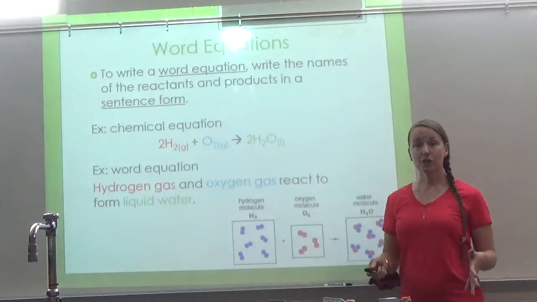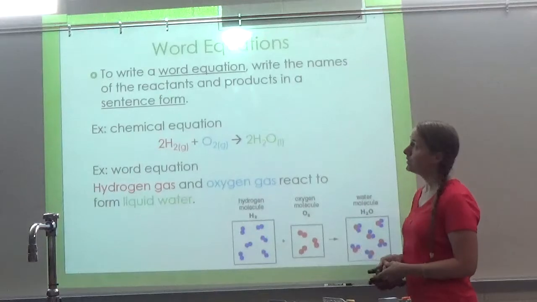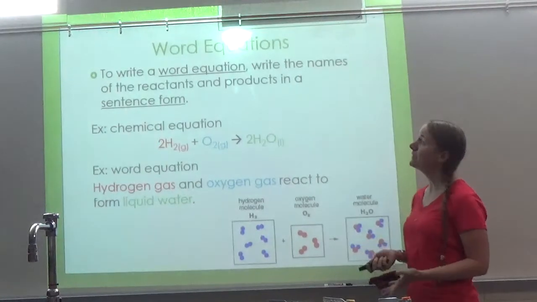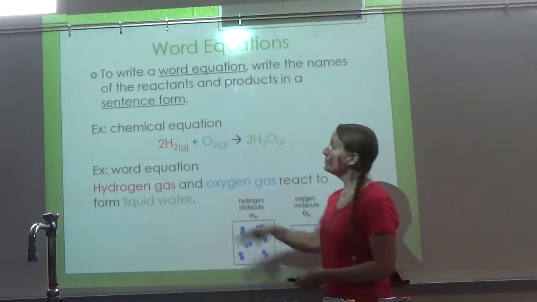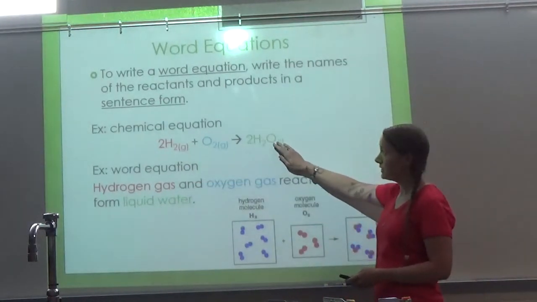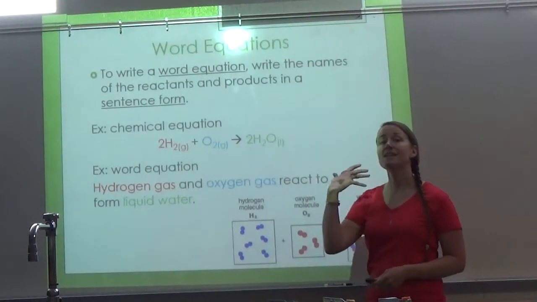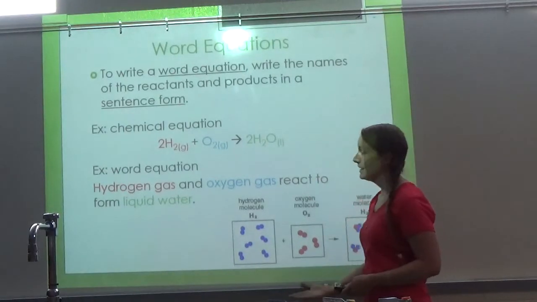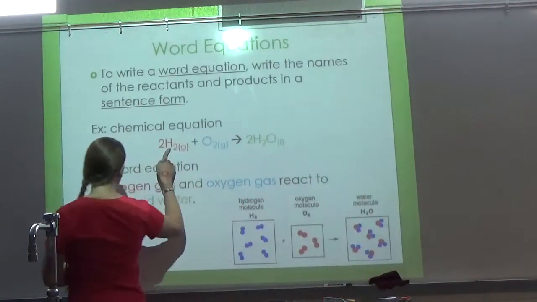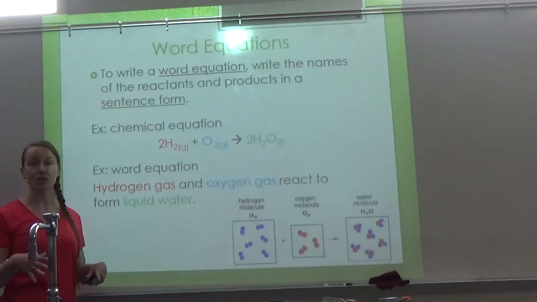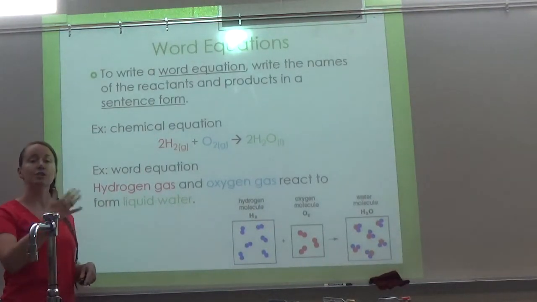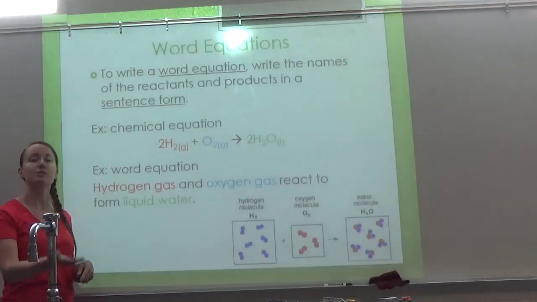So we're going to learn in this video how to write word equations. So to write a word equation, you write the names of the reactants and products in sentence form. So this would be an example of a chemical equation. And so all we do is we write it as if we were going to verbally say it. So H2 is hydrogen. Remember, diatomic elements, the name does not change. H2 is hydrogen, O2 is oxygen, N2 is nitrogen.